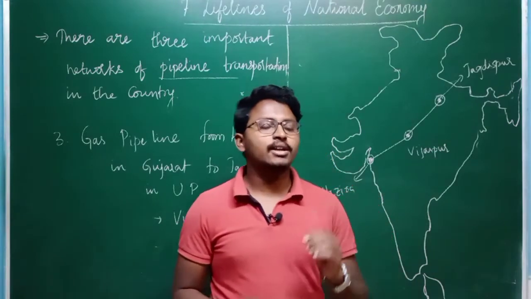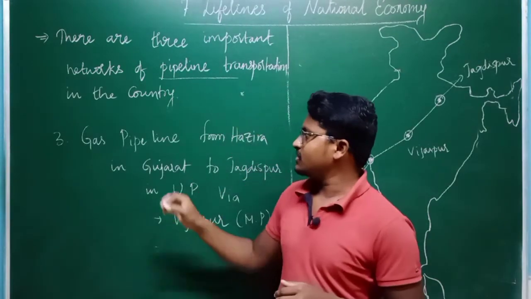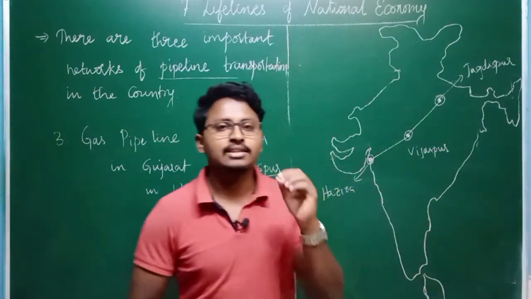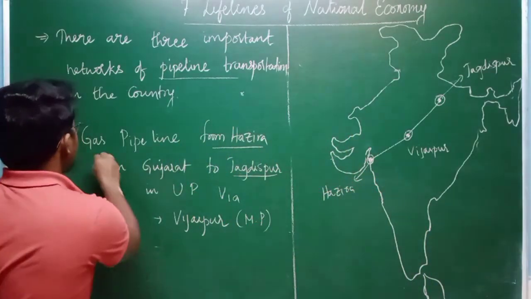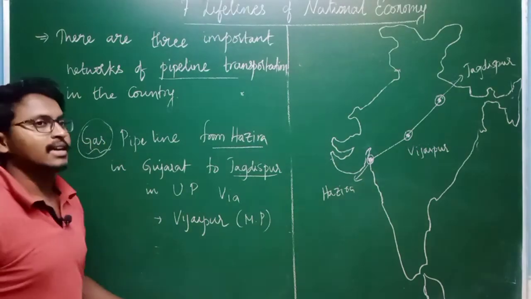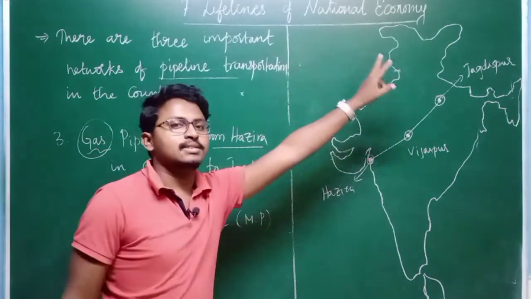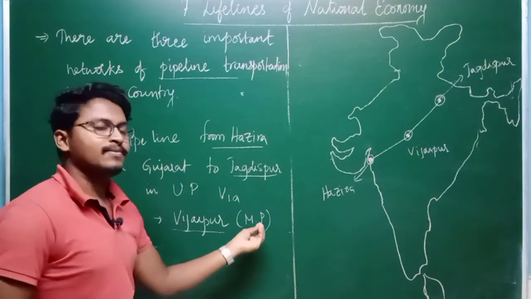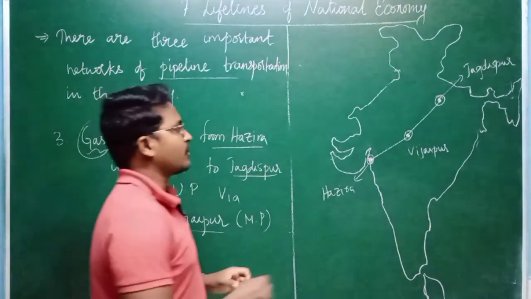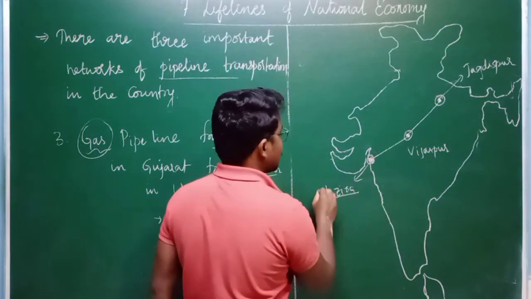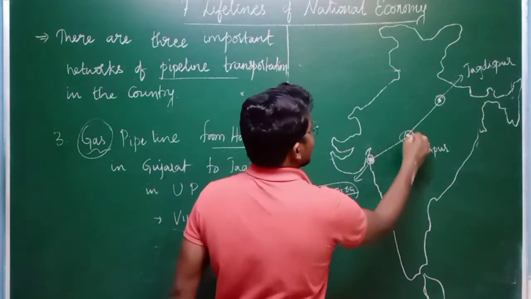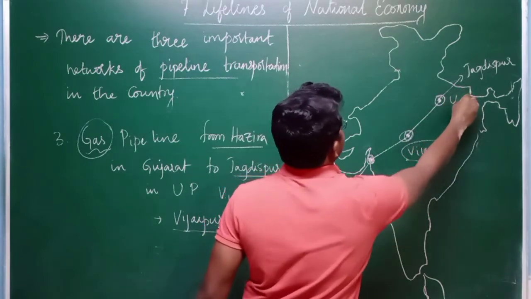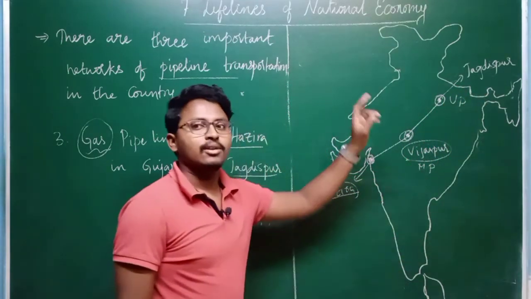Now let us see the third important pipeline connection in the country, which connects Hazira in Gujarat to Jagdishpur in UP. This third type of pipeline is laid to transport gas from Hazira in Gujarat to Jagdishpur, and in between it passes through a place known as Vijaypur, which is located in Madhya Pradesh. If you can see here, Hazira is located here, then Vijaypur in Madhya Pradesh, and from here to Jagdishpur, which is located in Uttar Pradesh.